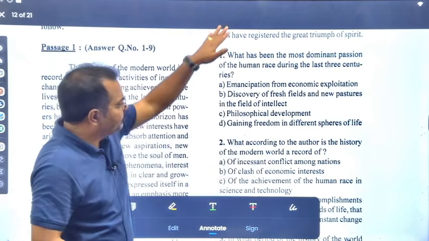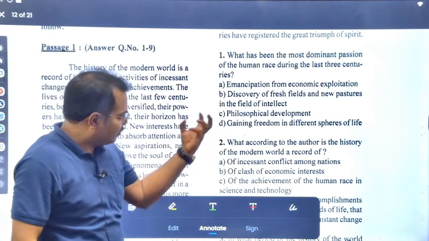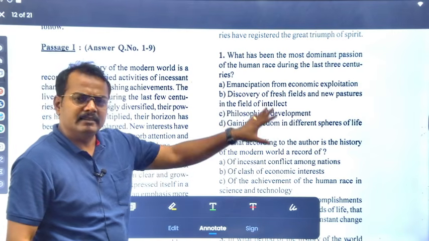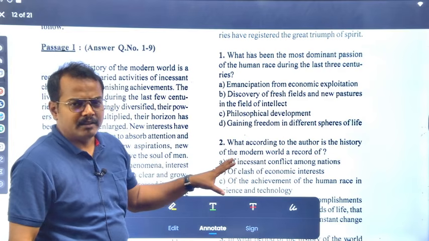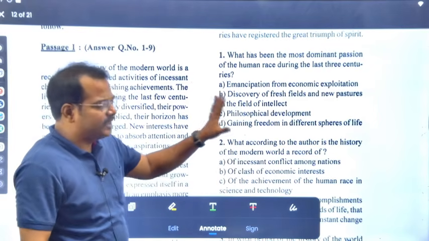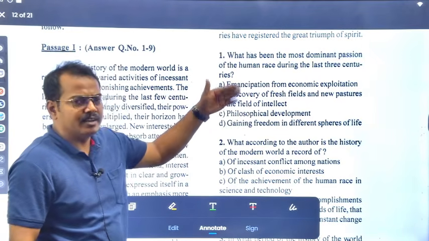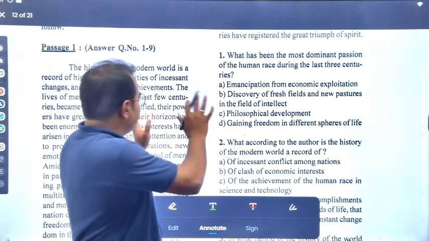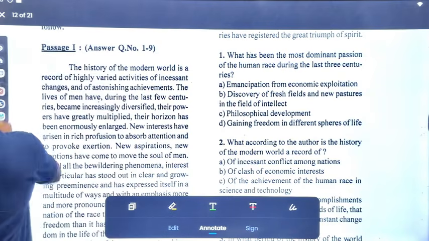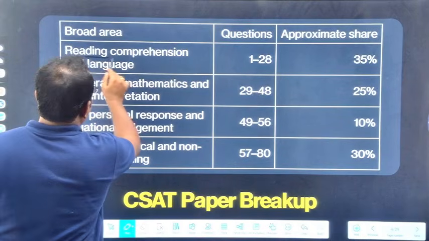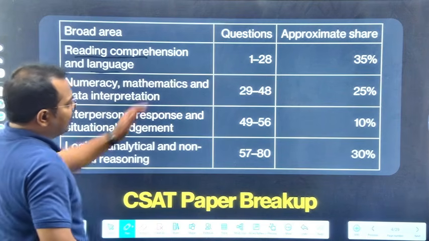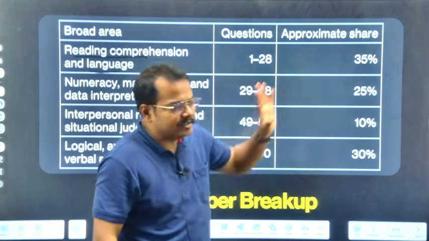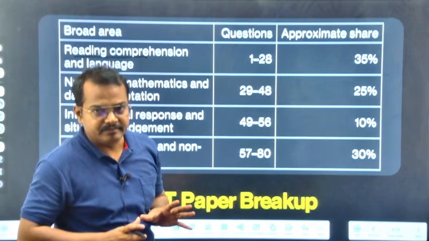That means the first segment is comprehension. I think up to question number 28 there is the comprehension segment, so there will be 28 questions of comprehension. That was 28 questions last year. The first segment is basically reading comprehension and language, covering questions 1 to 28. That means around 35% of questions are comprehension questions.